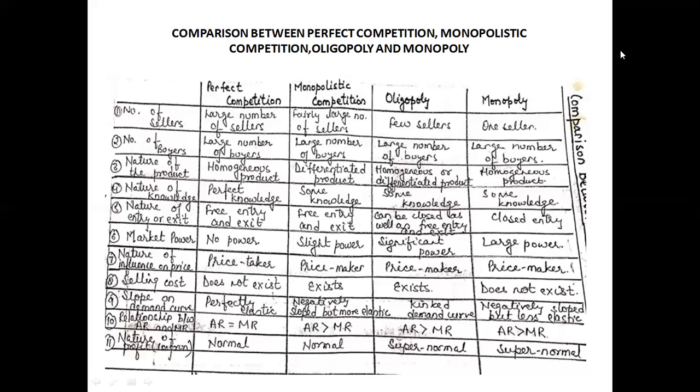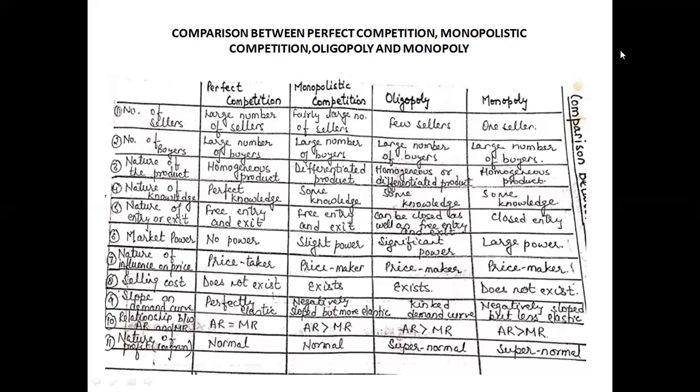Then on the basis of slope of demand curve, in perfect competition, demand curve is perfectly elastic. In monopolistic competition, it is negatively sloped, but it is more elastic than monopoly. Then in oligopoly, kinked demand curve is there, and in monopoly, negatively sloped demand curve is there, but it is less elastic.